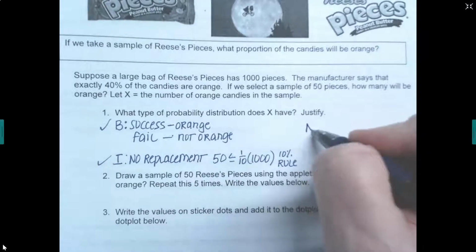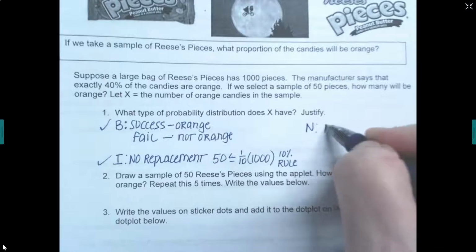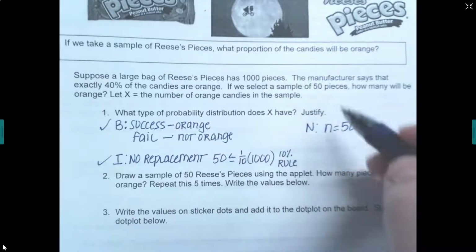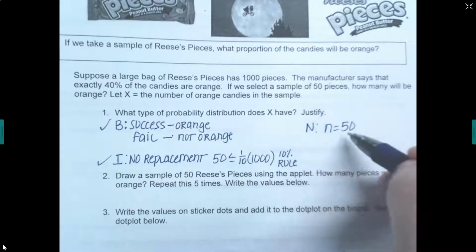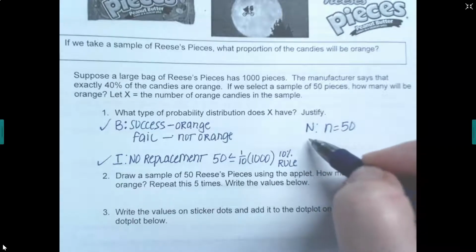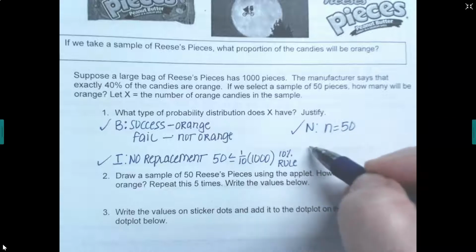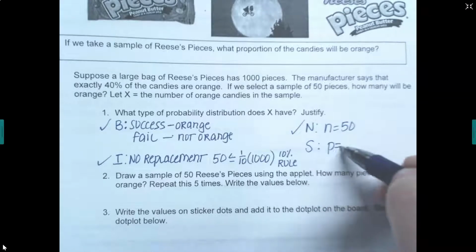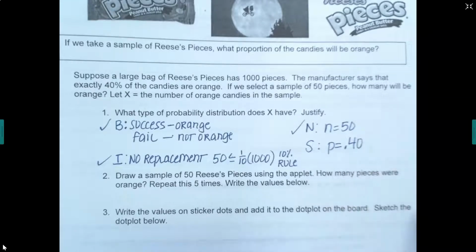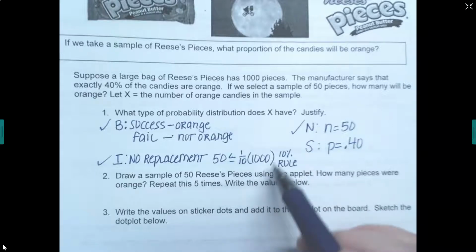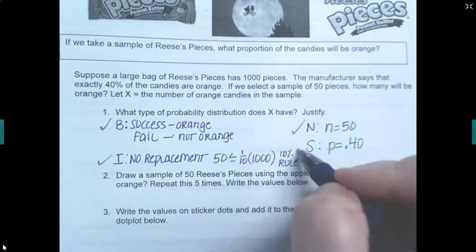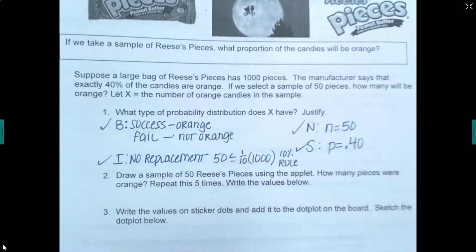Our sample size is 50. Now, we have a set number that makes it binomial if it's going to work, and so we're good there. And then, do we have the same probability of success each time? Well, the company claims it is 40% orange, and we said we could go ahead with the no replacement because of the 10% rule, so we're okay there. So we've got a binomial setting here.